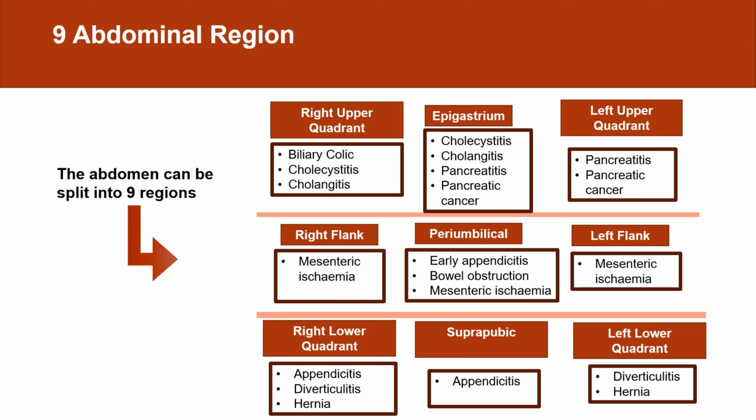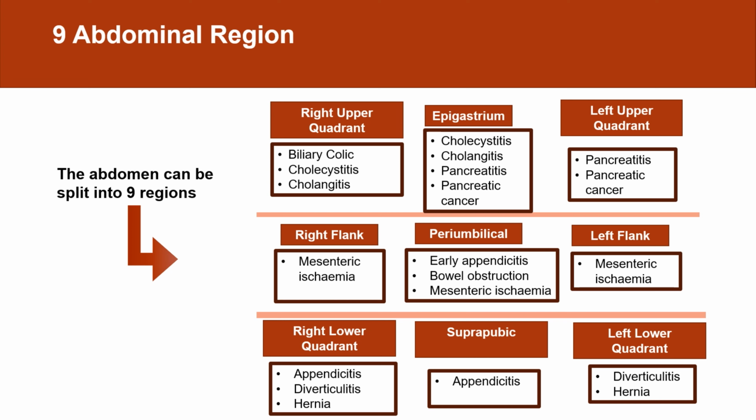So then we have the right flank and the left flank. That's in the middle part of the abdomen, right about where your waist is. Now, the organ that's found here are the kidneys. This will be covered in our urology series. But in terms of general surgery conditions, a common condition that we can find across the middle part of the abdomen is mesenteric ischemia, which is reduced blood flow to the large or the small intestines.